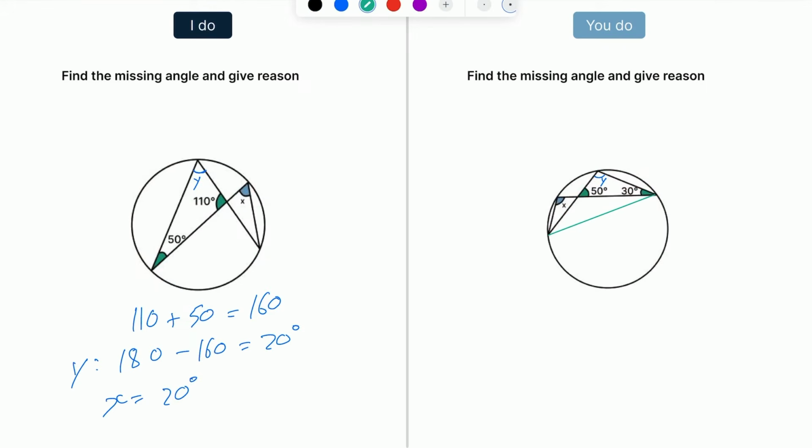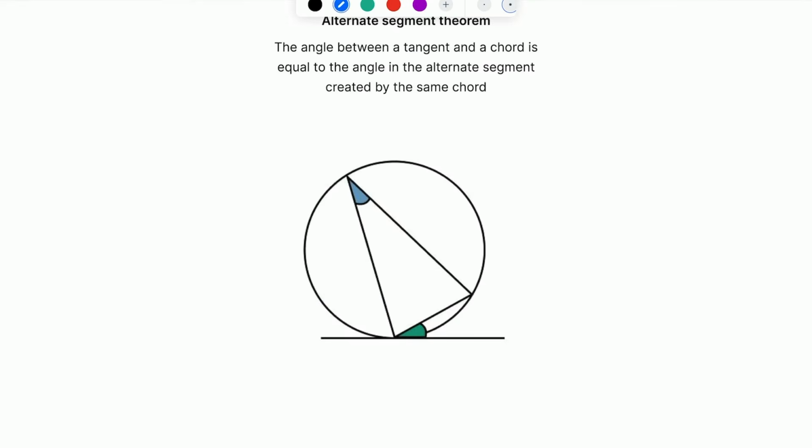So if you were to look at this, we have 50 plus 30, which is 80. Again, I'm showing all my working out. And then I'm doing 180 take away 80, which is 100. And then I'm saying that if y is equal to that, then x is equal to 100. And then my reason, remember your reason: angles in the same segment are equal.